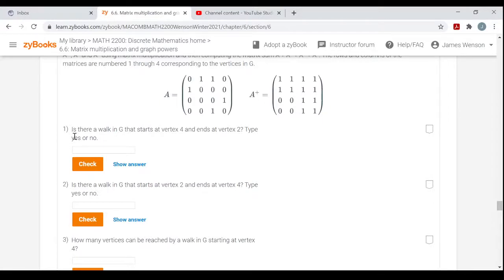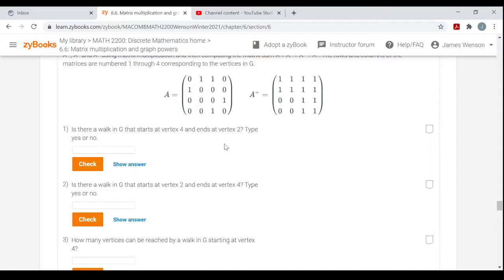So question 1. Is there a walk in G that starts at vertex 4 and ends at vertex 2? Notice it just says, is there a walk, any walk? So I'm looking at A plus, because the 1s and 0s in A plus tell me if there is a walk of any length or no walk of any length from one vertex to another. So starting at vertex 4, look at row 4, column 2. There's a 0 in the A plus. That means that there is no walk from vertex 4 to vertex 2 back in the original graph G.